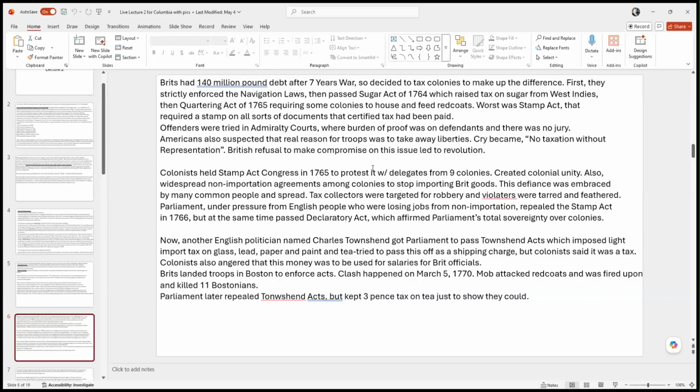Tax collectors who worked for the British government were harassed and driven out of town, and eventually Parliament in England was put under pressure by British citizens, many of whom had lost their jobs in factories because they weren't selling stuff to the colonies anymore. Factories laid people off. Those people contacted their representatives in Parliament, and eventually Parliament repealed the Stamp Act. It looked for a short time that maybe there might be a compromise. Maybe the colonists would be able to get the British Parliament to compromise, but it didn't materialize.